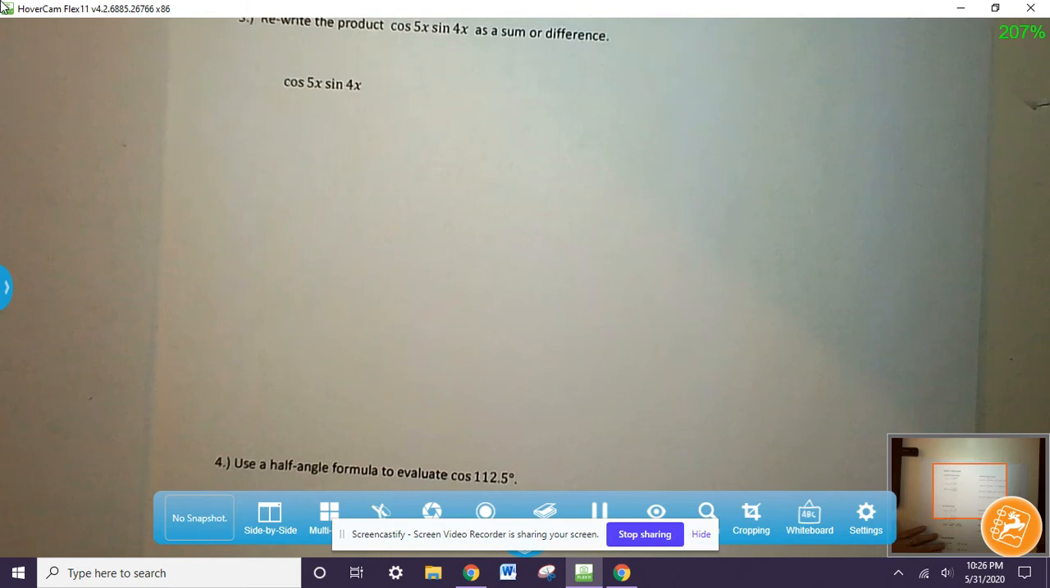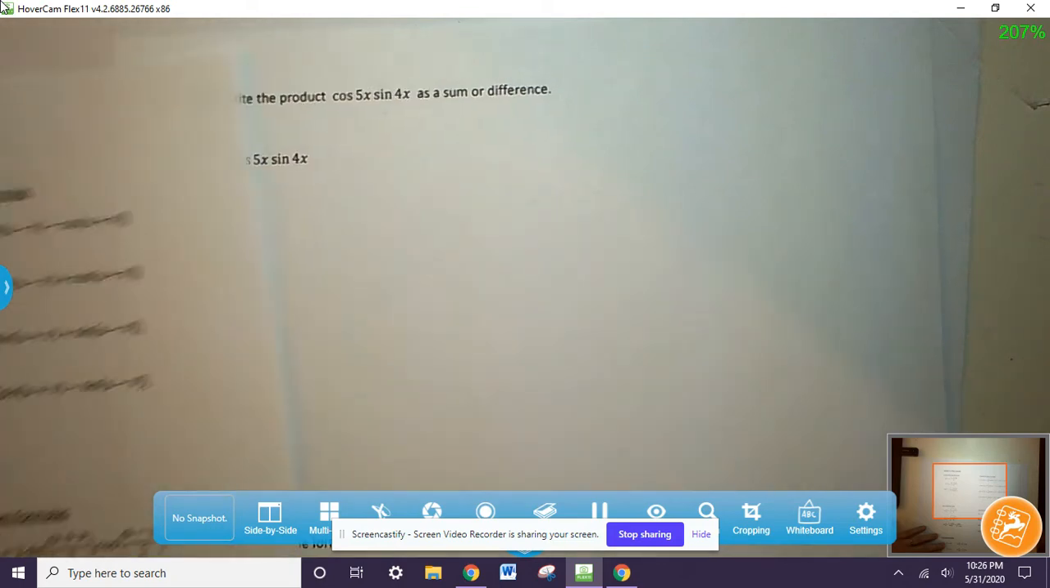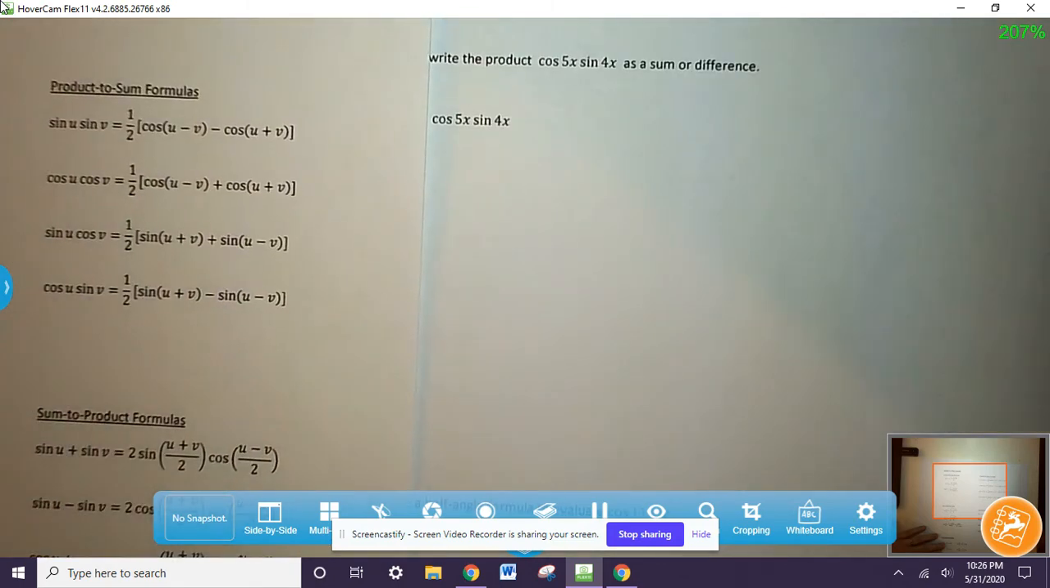Let's take a look next at number 3. So for number 3, we want to rewrite this product as a sum or difference. So to change a product into a sum or difference, the formulas we want to look at are the product to sum formulas. So the product to sum formulas are these.